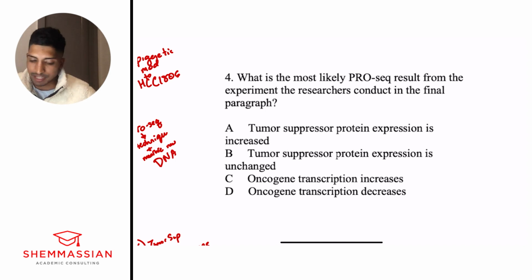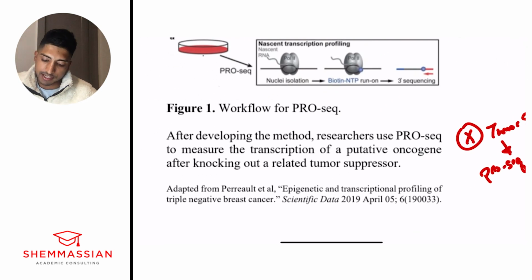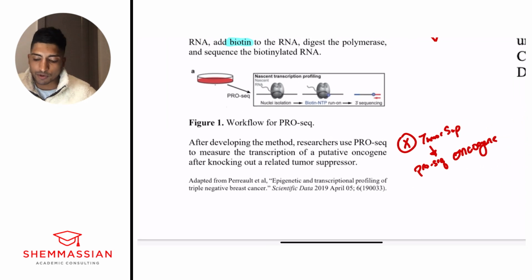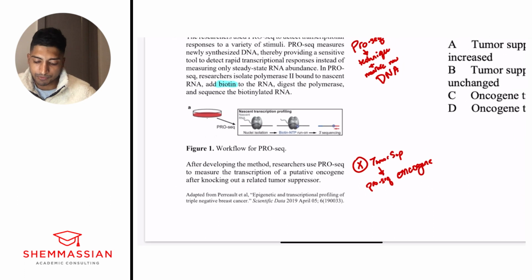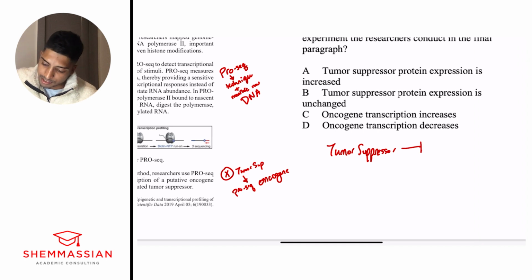All right, so that tells us exactly where we need to go, right? We need to go to this final paragraph. And so what does it say? After developing a method, researchers use PRO-seq to measure the transcription of a putative oncogene after knocking out the related tumor suppressor, right? And so we can use these words to help us think about what's happening. So what would a tumor suppressor do to an oncogene? It suppresses this oncogene. Okay?